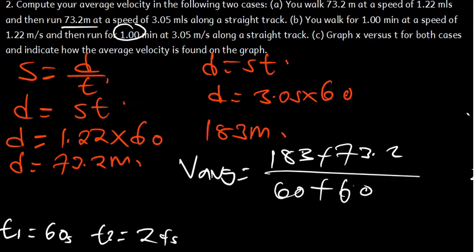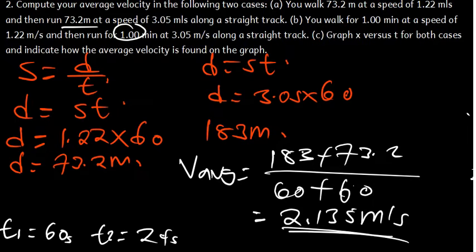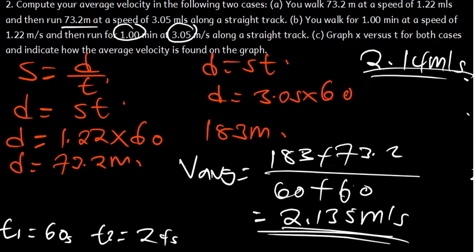So we're going to have 183 plus 73.2. I'll divide this one by 120. So I'm getting my average velocity to be equal to 2.135 meters per second. So this is my average velocity in this case. But since the time here is in 2 decimal places, we can leave our answer in 2 decimal places. We can say it is 2.14 meters per second. So that is going to be our average velocity.